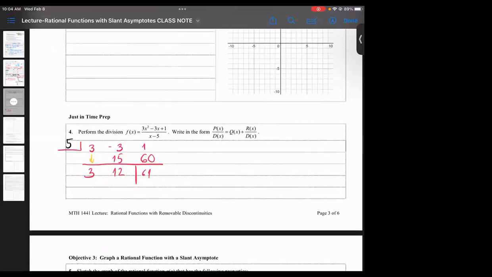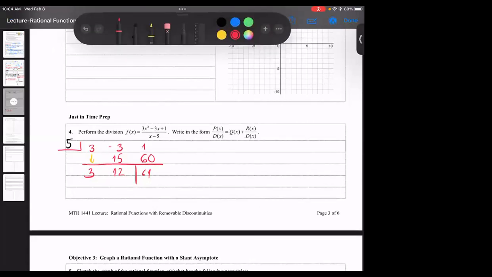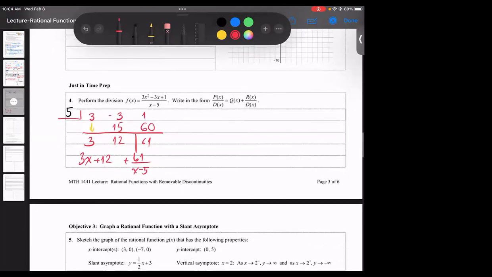So you have a quotient which is 3x plus 12 plus 61 in the form qx plus rx over dx. Now, why am I doing this? This is the recall of the synthetic division because we're going to use it soon.